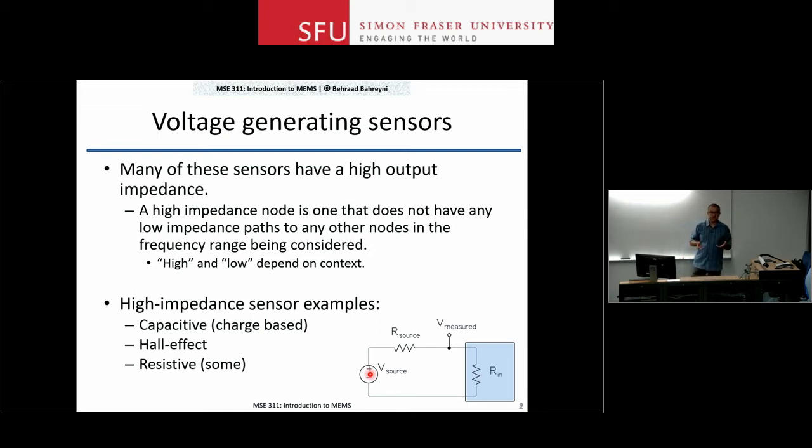And a lot of resistive devices also have high impedances, including, for example, metal oxide gas sensors, or a lot of other sensors. The piezoresistive sensors made of semiconductors can have high output impedances. So the goal here is to measure this V source as well as we can. We want to be as accurate as we can in terms of the voltage that we report here.